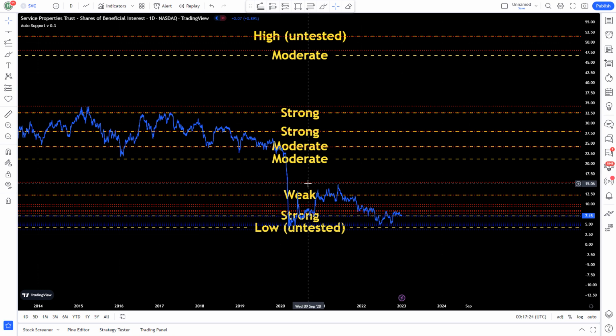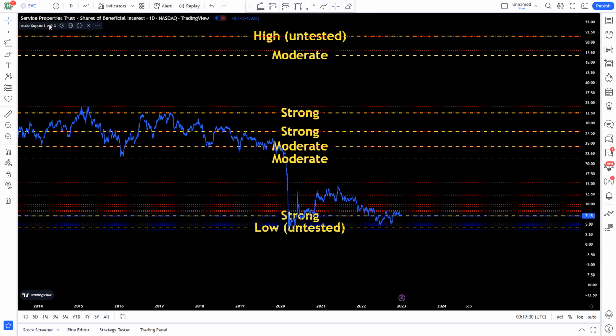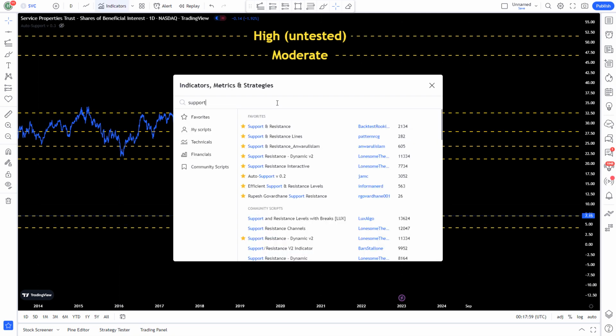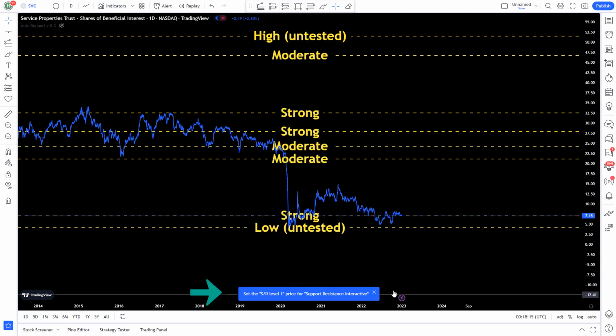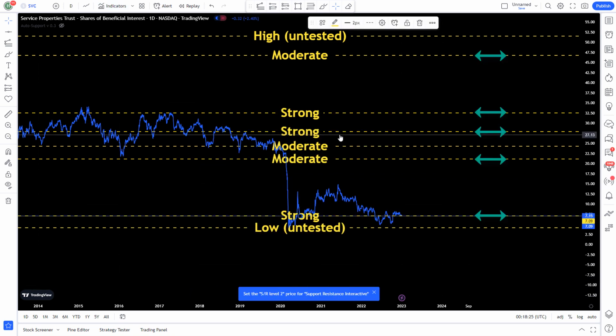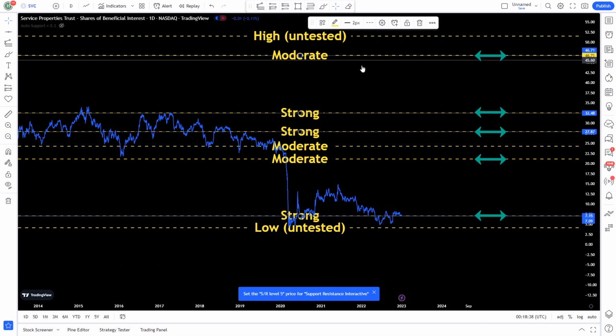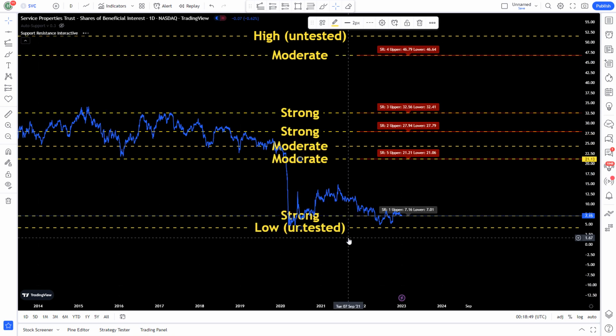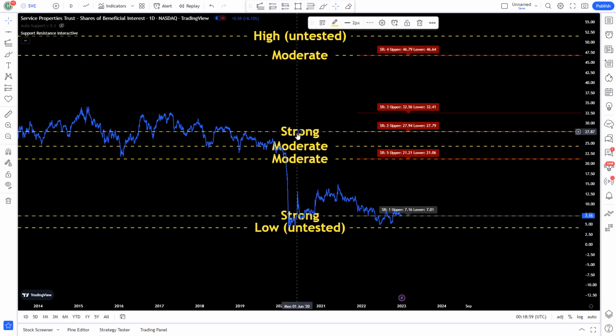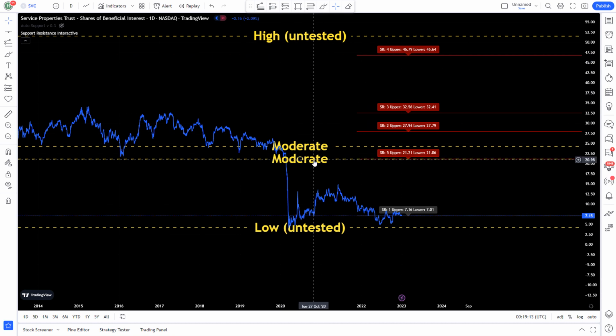Chart looks really messy. Delete all the weak lines, and we're also done with the auto support indicator, so we can hide that. Go back to the search and look for support resistance interactive. Notice the blue box at the bottom. We're going to select 5 levels, starting with the strongest ones. Once you apply the indicator and delete the levels we just marked, you're left with this.